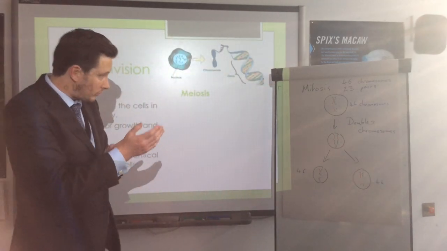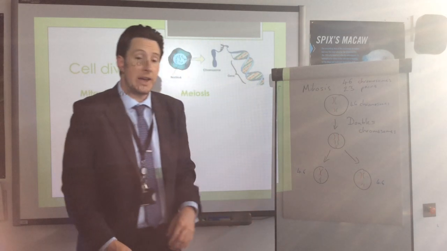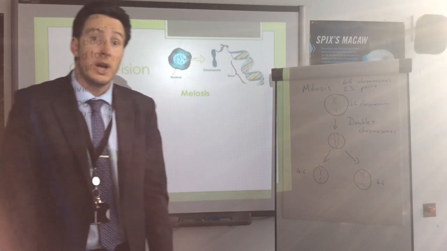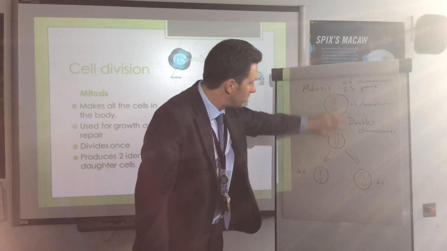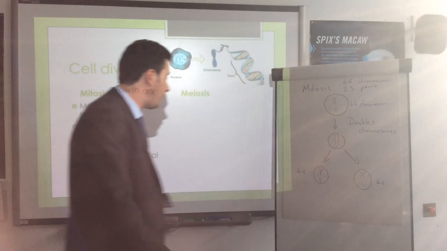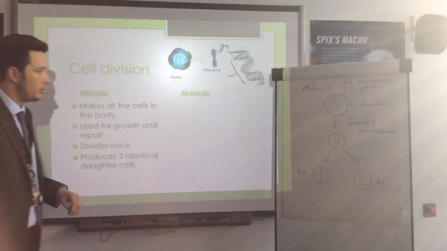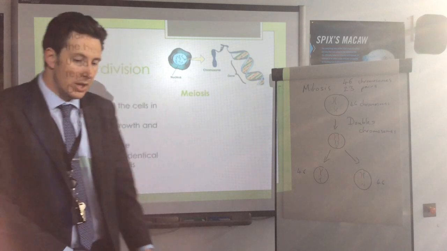That's mitosis. Mitosis makes all the cells in your body. It made my toes. It's how my toes grew, by mitosis. 46 chromosomes, doubles the number of chromosomes first of all, then divides only once and produces two identical daughter cells at the end.